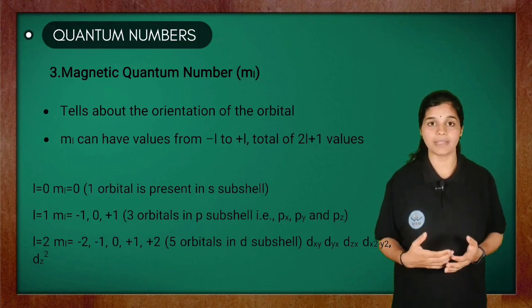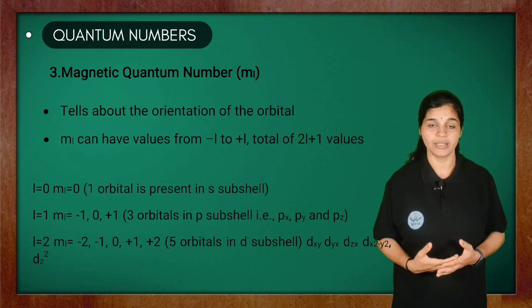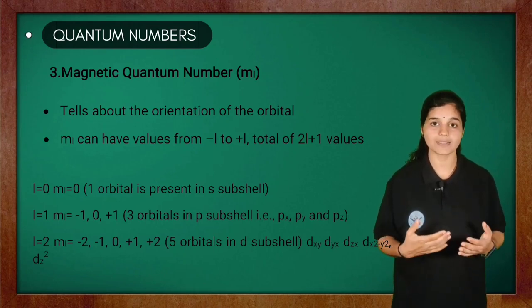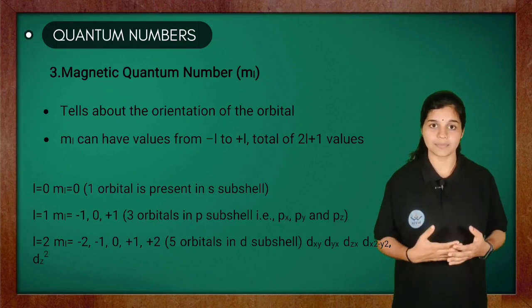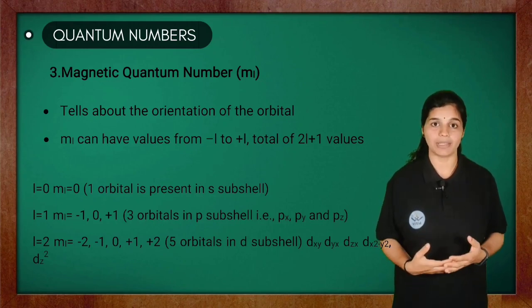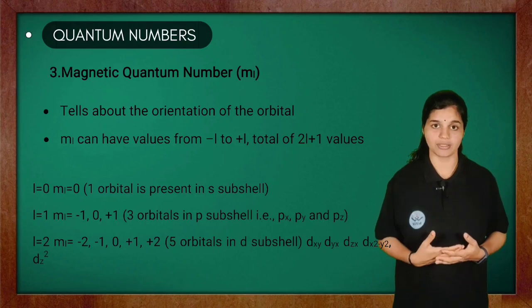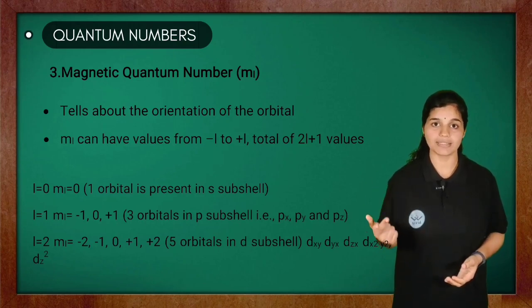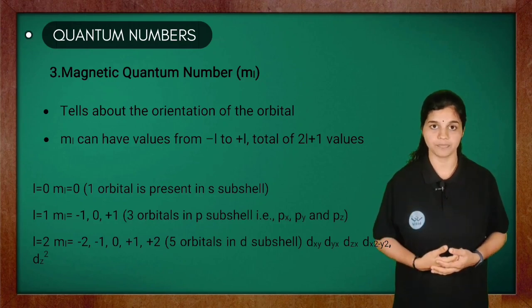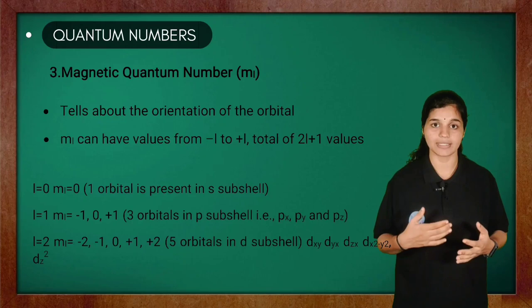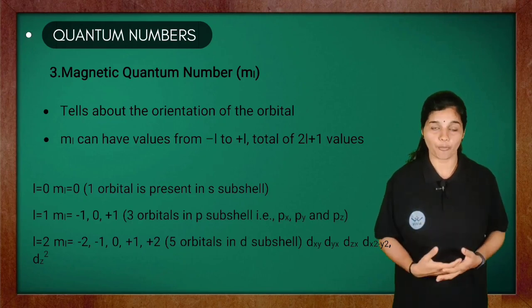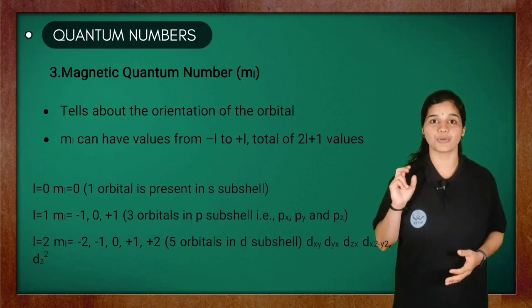For l equal to 1, ml is minus 1, 0, plus 1. It tells that 3 orbitals are present in p subshell, that is px, py and pz. Similarly, for l equal to 2, ml is minus 2, minus 1, 0, plus 1, plus 2. 5 orbitals in d subshell, that is dxy, dyz, dzx, dx square minus y square and dz square. It's important to remember that each orbital can accommodate a maximum of only 2 electrons.